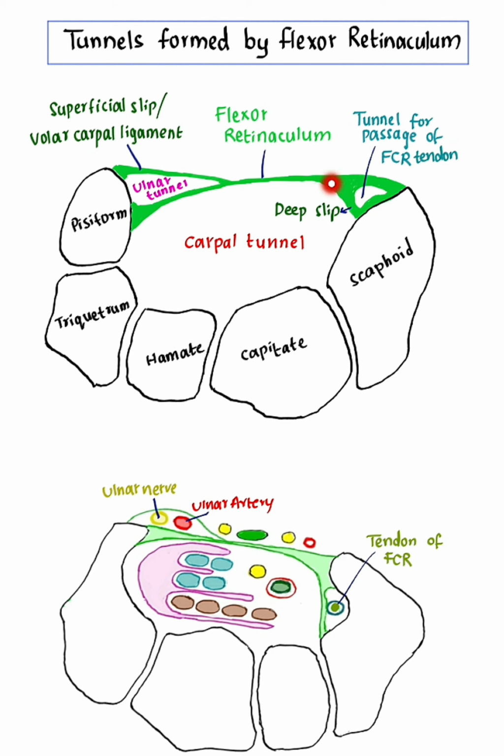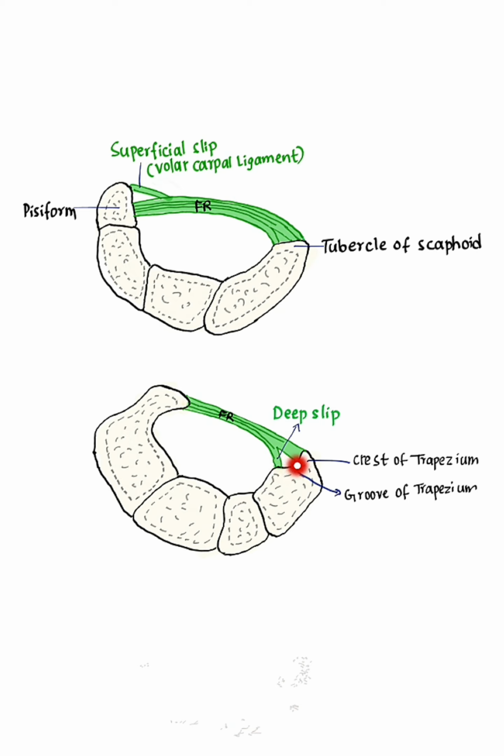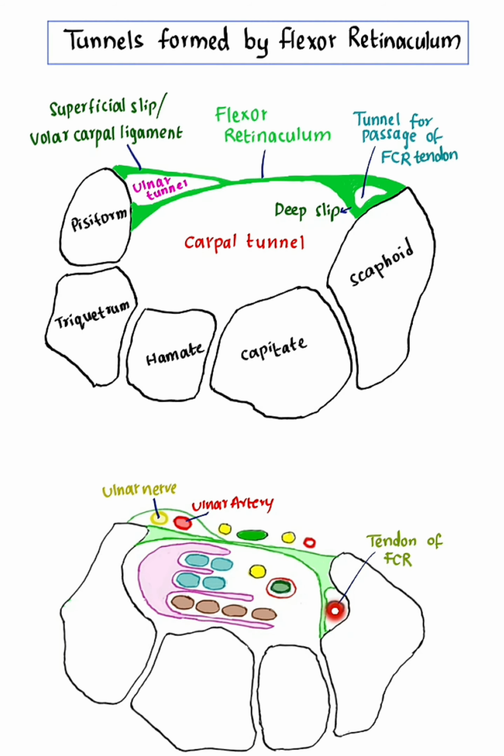Laterally, flexor retinaculum gives a deep slip which is attached to medial lip of the groove on the trapezium. Through this gap, tendon of flexor carpi radialis passes. Carpal tunnel. It is an osseofibrous tunnel that is formed anteriorly by flexor retinaculum and posteriorly by concavity of carpal bones. It gives passage to long flexor tendons and median nerve.